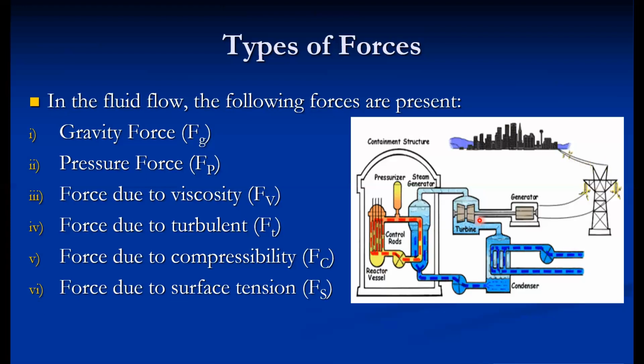And force due to surface tension. The force due to surface tension generally exists for two-phase flow, that is the mixture of vapor and liquid. So for example, in the generator here, you can say there is a mixture of liquid and vapor. So here, if there is an interface, that is a liquid-vapor interface, then force due to surface tension we have to consider. So these are the 6 types of forces generally present in fluid flow cases.